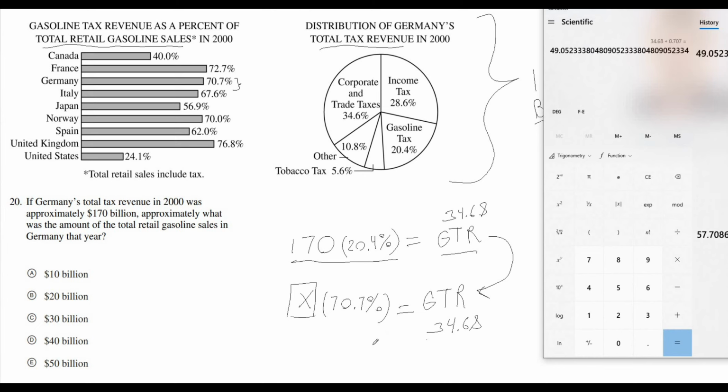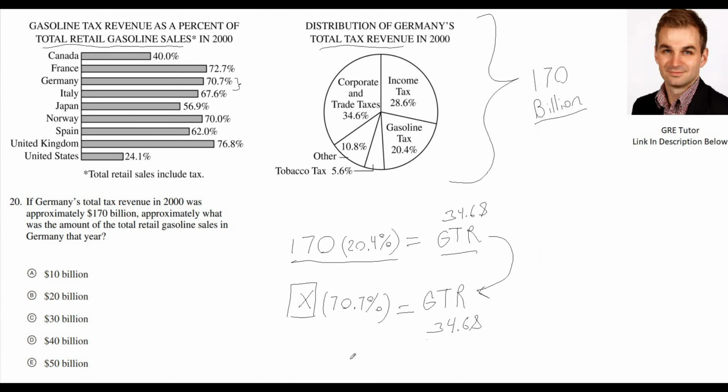And what we get is 49.0523. So 49.05 is pretty darn close to approximately 50. So we're looking at 50 billion as our answer, or E.